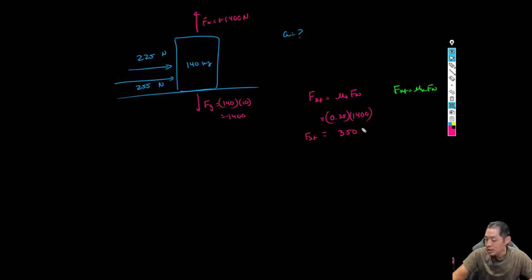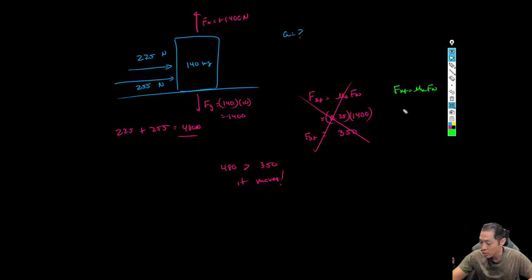This is smaller than these two together. So remember, one person's pushing 225, one person's pushing 255. So 225 plus 255 equals 480 newtons. So 480 is bigger than 350, so it moves. Okay, once it moves, it is no longer static friction, but now it's kinetic friction. So you do the same thing. Mu for that is 0.15, still times Fn, which is 1400. And when you do that, you get 210.